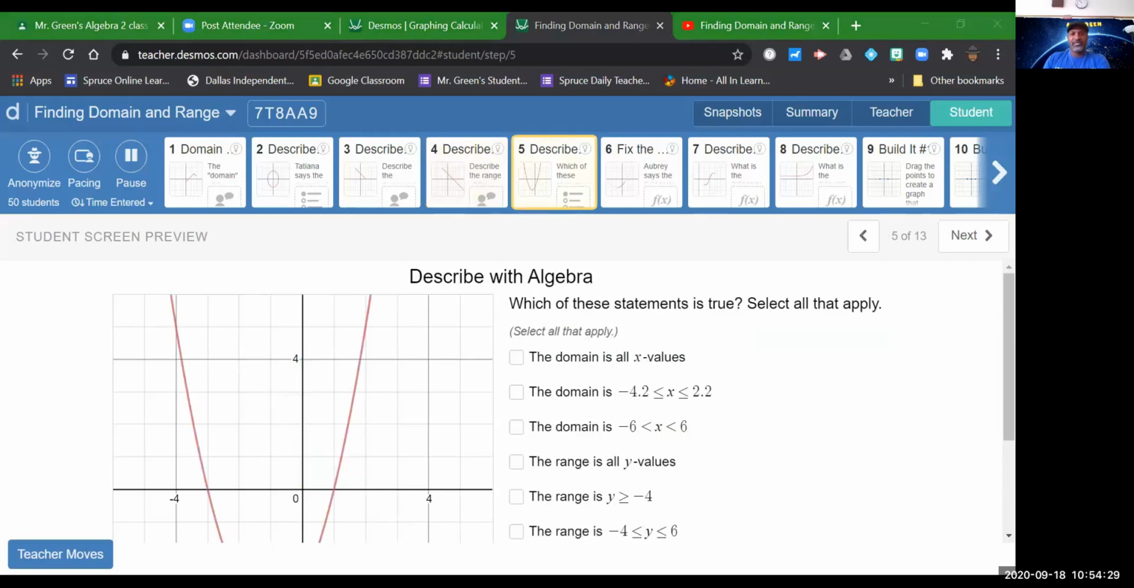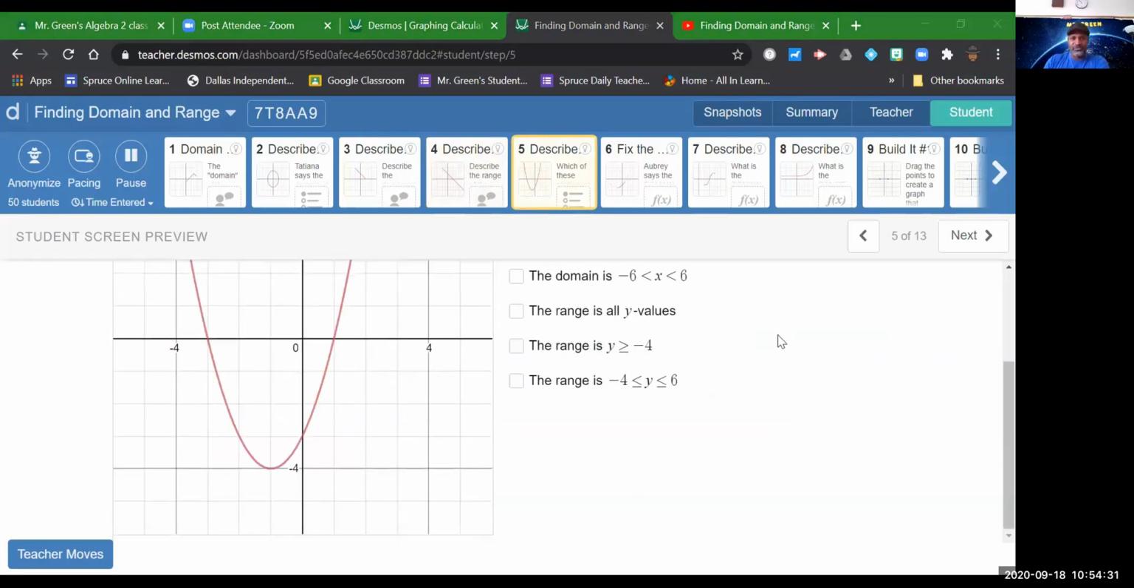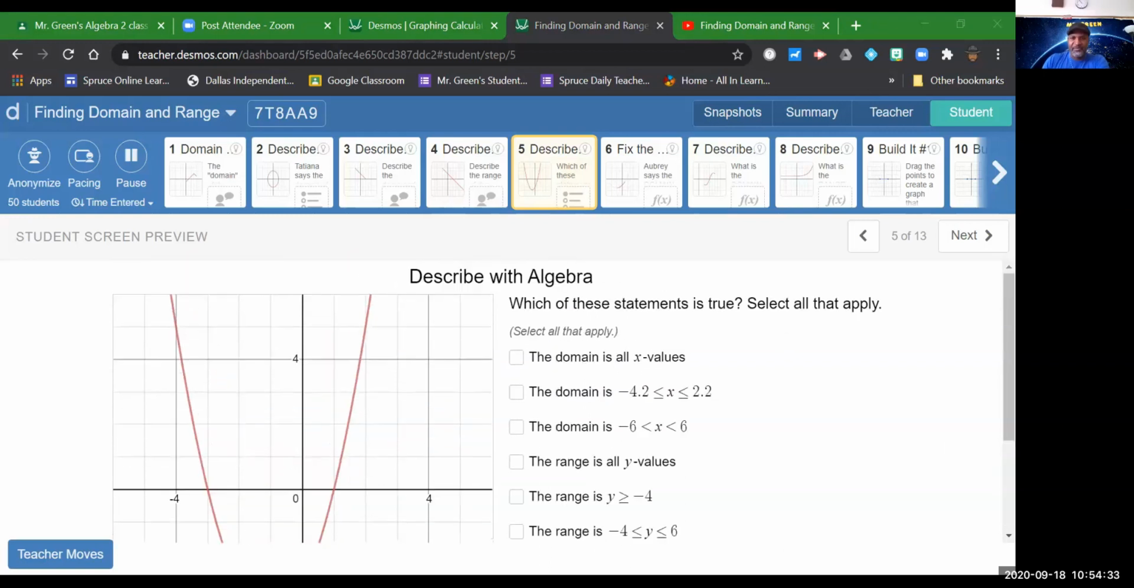Okay. So which of these statements are true? Select all that apply. They're asking about a domain and a range here. Now, understand that this graph, this line continues. It just ran out of space, but there are no points there. So this line continues to go.